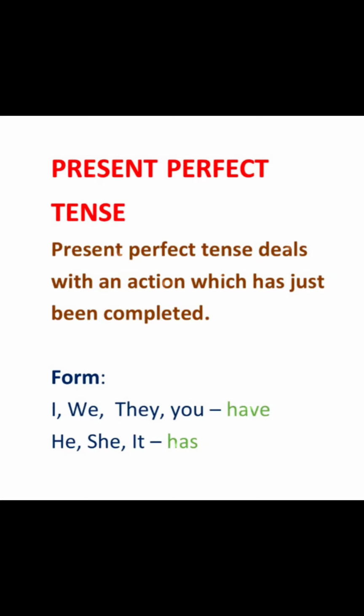Present perfect tense. Present perfect tense deals with an action which has just been completed. Its form: if I, we, they comes as subject, we should add have before the verb. If he, she, it comes as subject, we should add has before the verb.